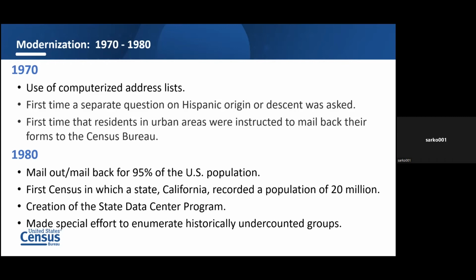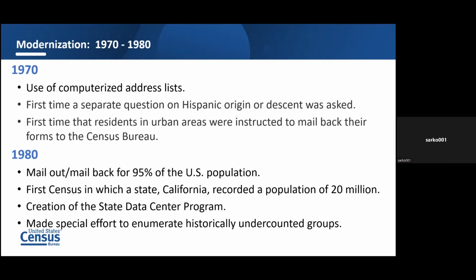Also, for the first time, residents of urban and surrounding areas were instructed to mail their forms back to the Census Bureau, where enumerators reviewed them and used follow-up interviews to check on missing or incorrect responses. Rural householders received questionnaires in the mail, but they were asked to hold them for pickup by enumerators.